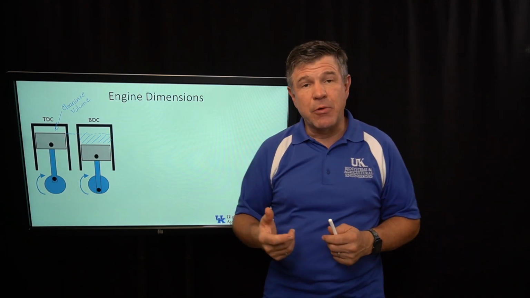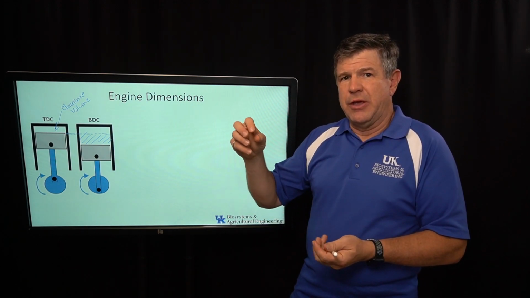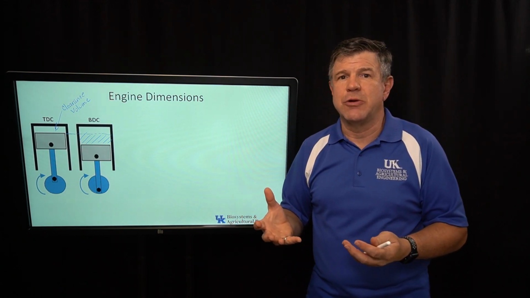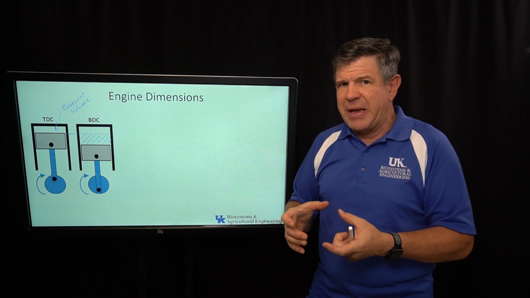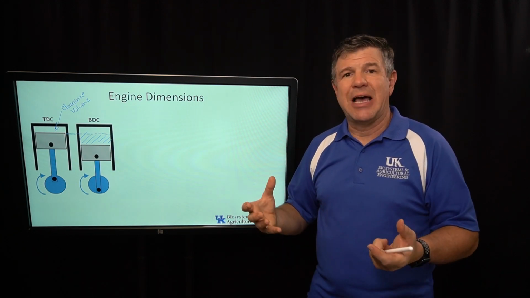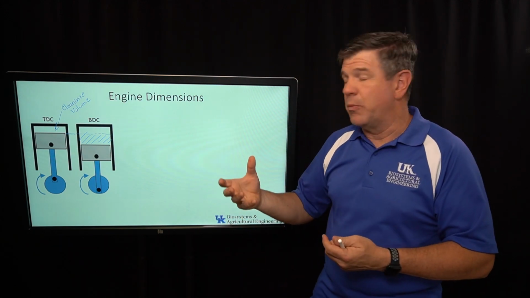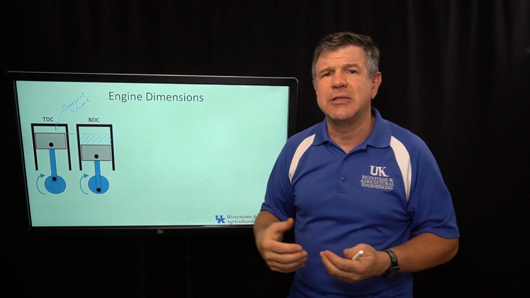That's going to become critical to us in a little bit when we start talking about the compression ratio of the engine, because that has something to do with the compression ratio. But it has nothing to do with the displacement. The displacement is just how far the piston moves and how much gas it will expel, either bring in or push out. So it's this crosshatched area as we're looking at the side of that piston.